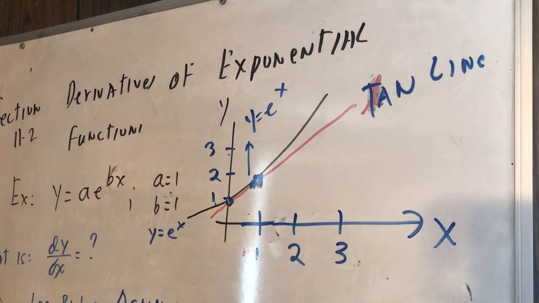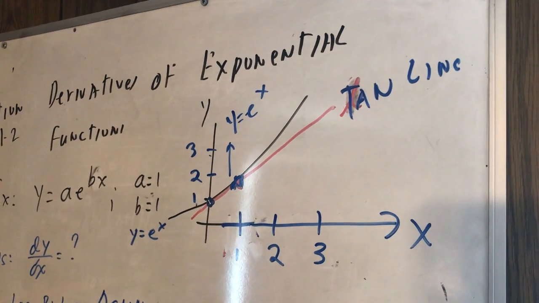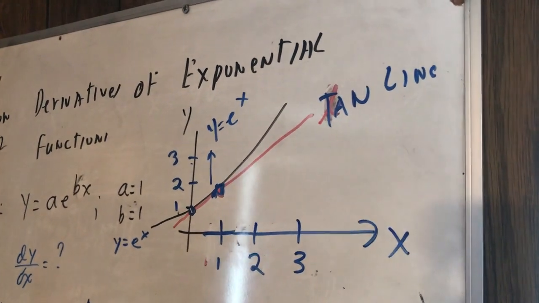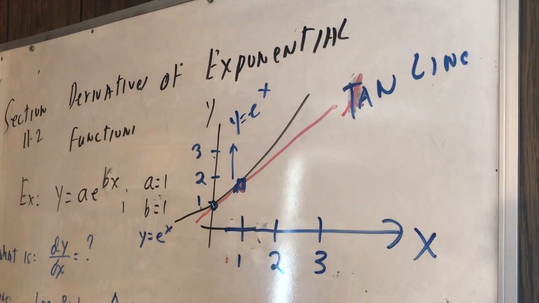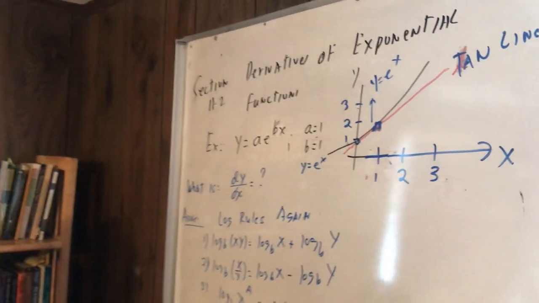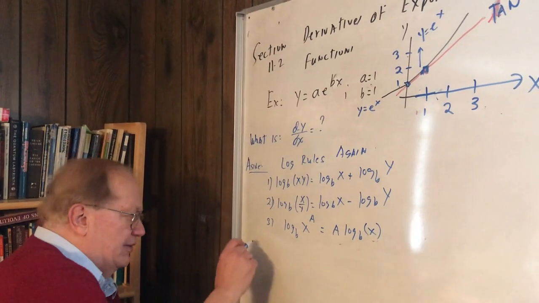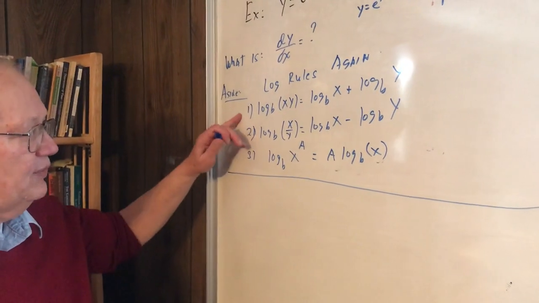Now, the derivative of it would be the tangent line. The tangent line would give the slope at any point. Here I have a tangent line at the point 1. So the slope of that tangent line at point 1 would be the derivative. But what I want to do is something I don't usually do in this class, which is derive the derivative, because it's so counterintuitive. And here we have 3 log rules.